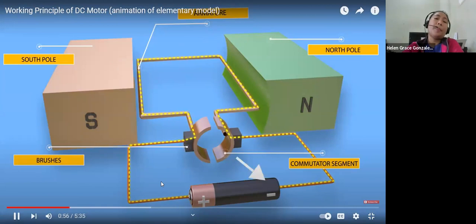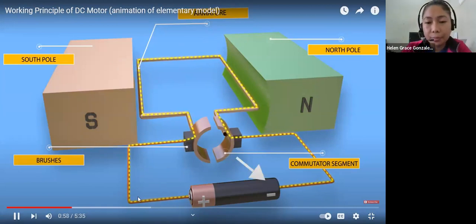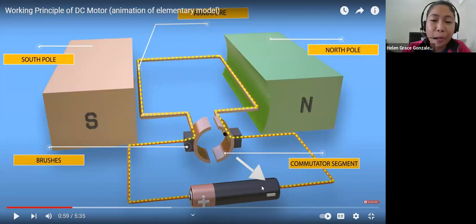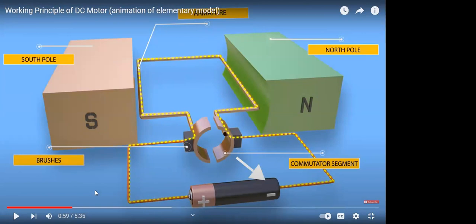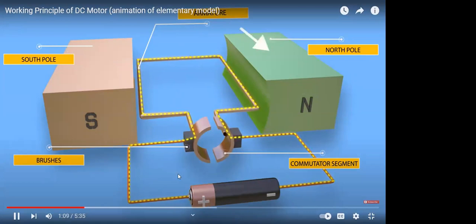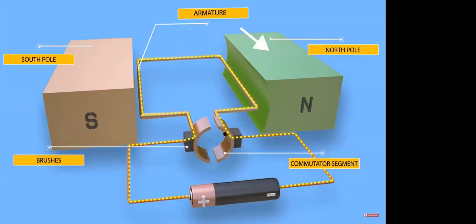As we see, the positive terminal of a battery is connected to the left conductor of a turn. Because of electrons, mag-move man ang electrons from where? Asa man mag-start ang electrons pag-move, from plus or negative? Positive, ma'am. And the negative terminal is connected to the right conductor of a turn. As we see in the model, the north pole of the magnet is placed near the left side, and the south pole is placed near the right side of the turn.